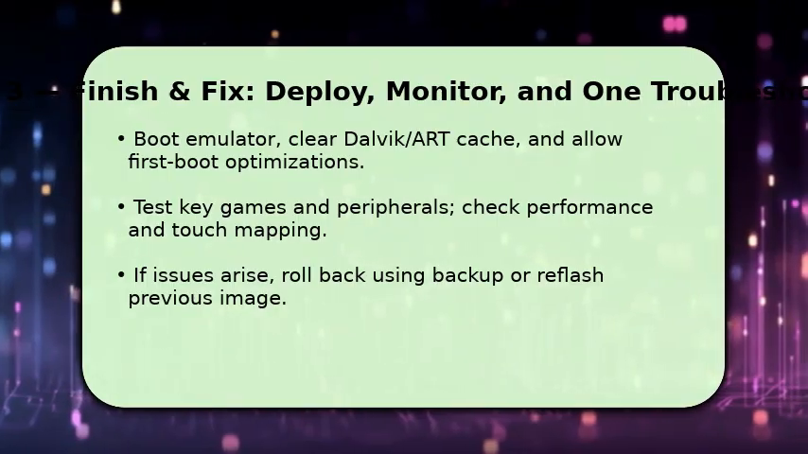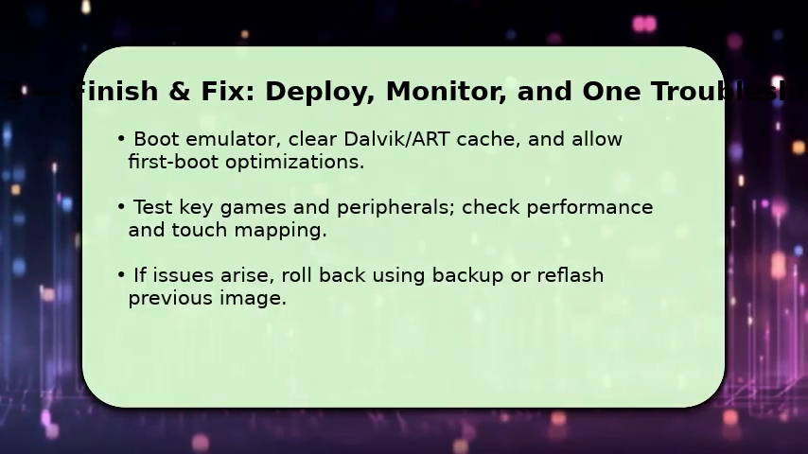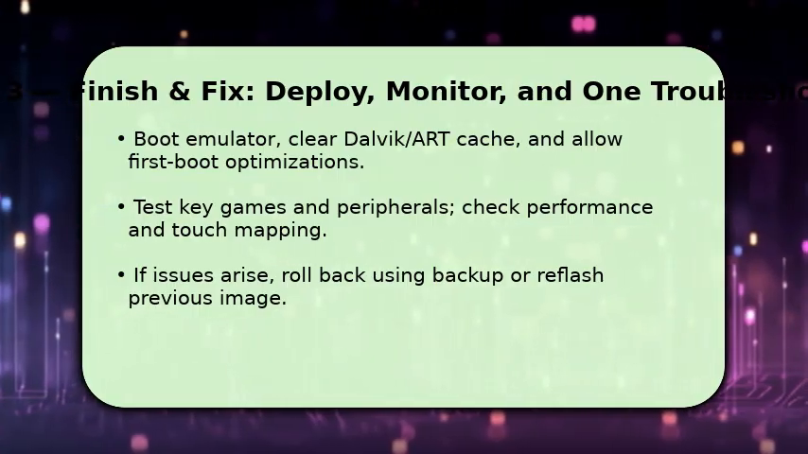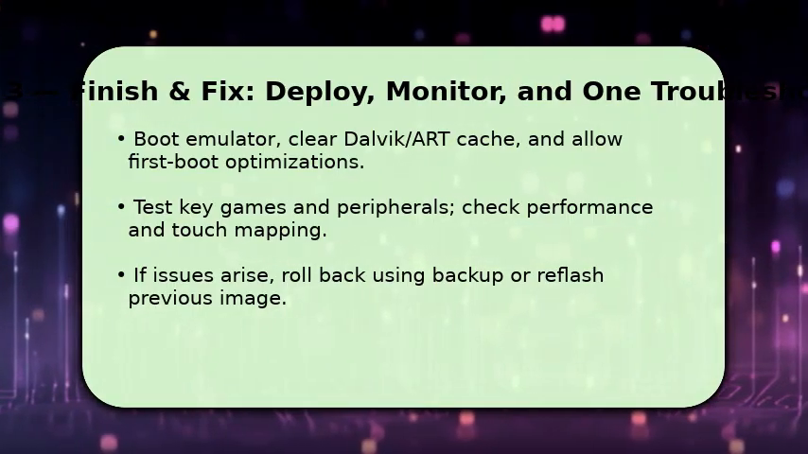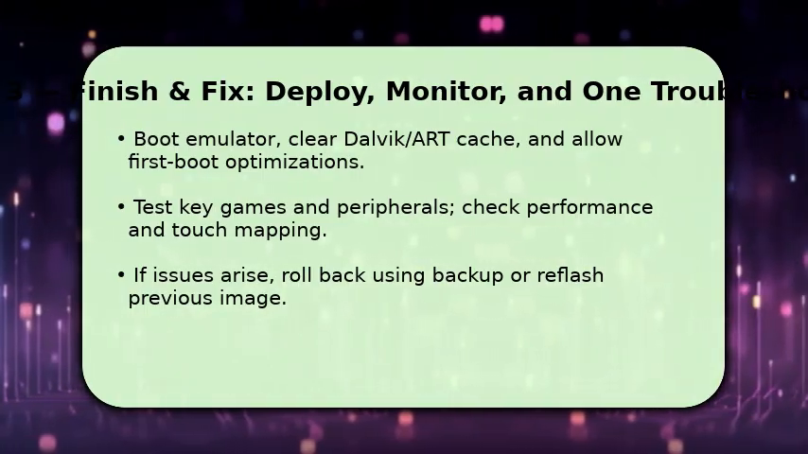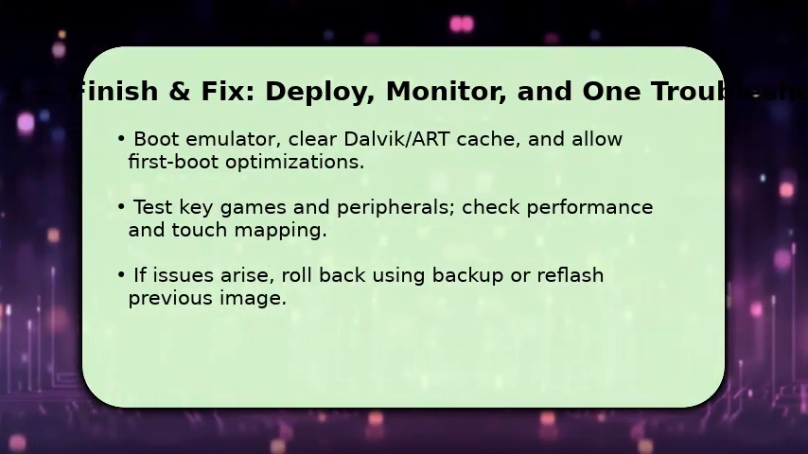If something fails, make sure to revert using your image backup or reflash the previous stable image. This is faster than chasing obscure errors. Quick tip: if apps crash, check Logcat for native ABI mismatches. That tells you if the image matches your apps.